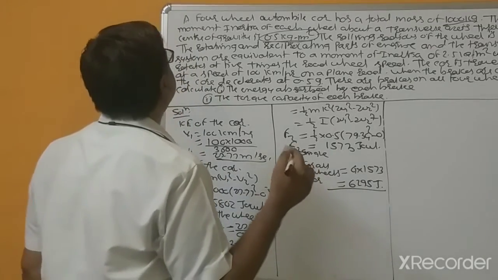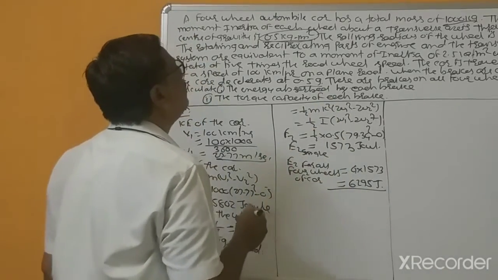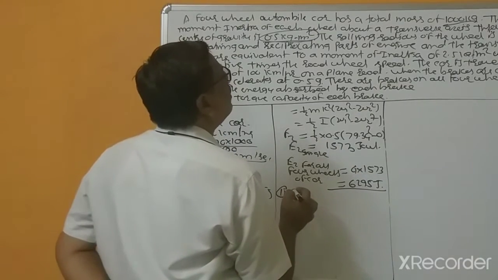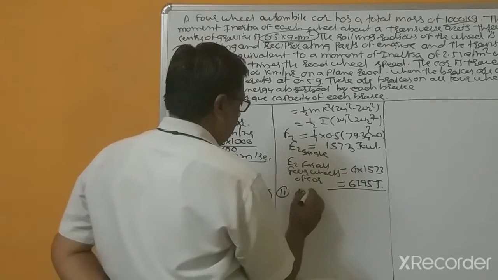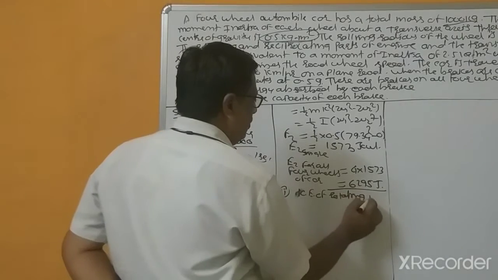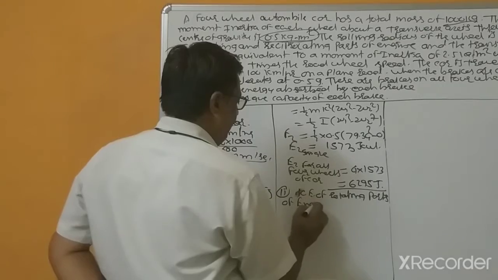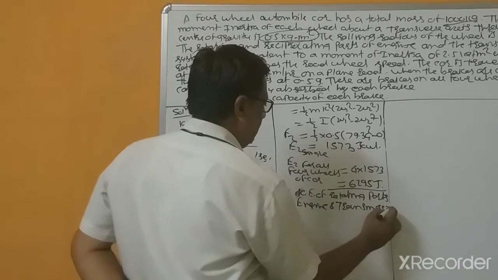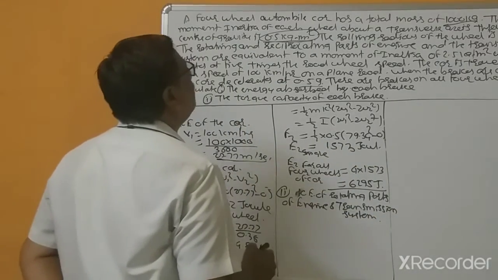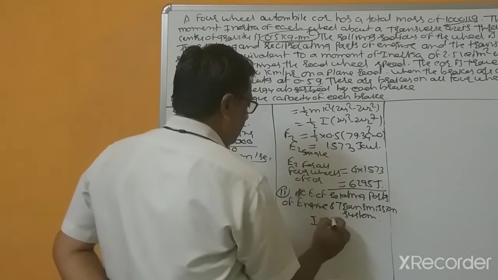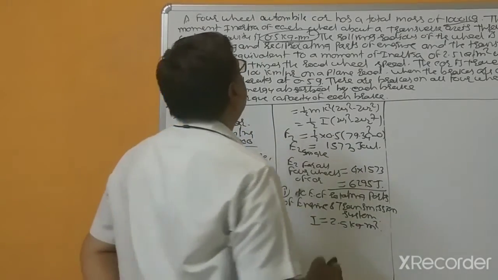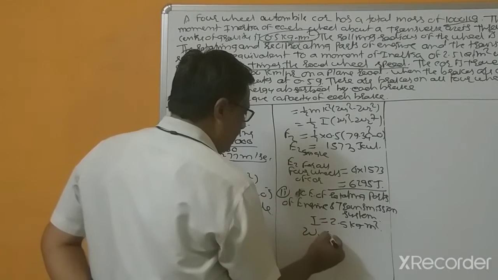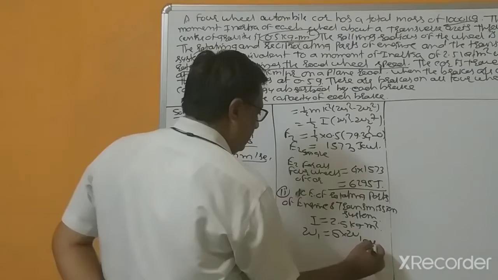Now the rolling radius. Now the rotating parts of the engine are the parts of E3. Kinetic energy of the rotating parts of the engine and transmission system. So here the moment of inertia is given, I equal to 2.5 kg meter square, and it rotates at 5 times the road wheel speed. So that's why omega 1 equal to 5 times omega 1 of the car wheel.